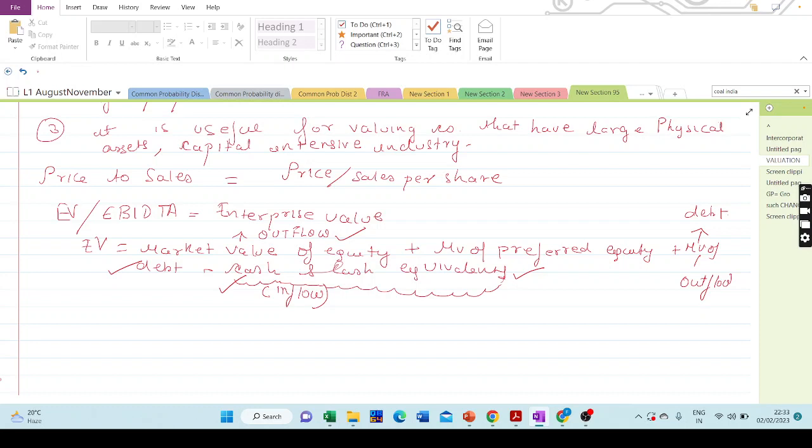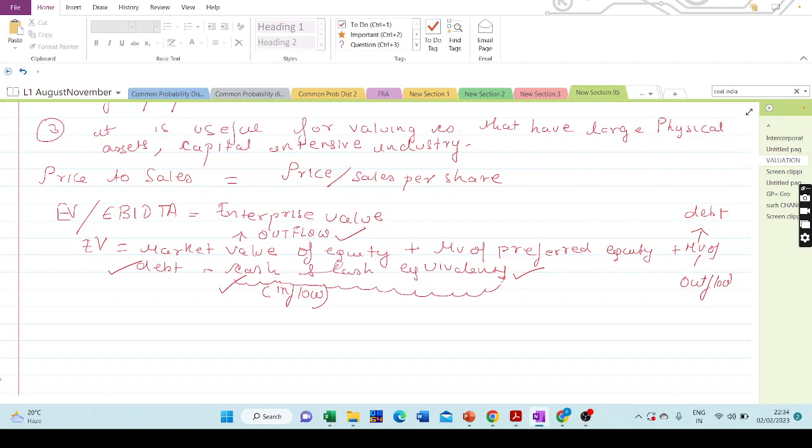Guys, do we have the intuition of enterprise value? Any doubts, anyone? Guys, please let me know if you have any doubts. Good, sir. Okay, so please explain the cash and cash equivalents part there. How can it be an inflow for the acquirer?